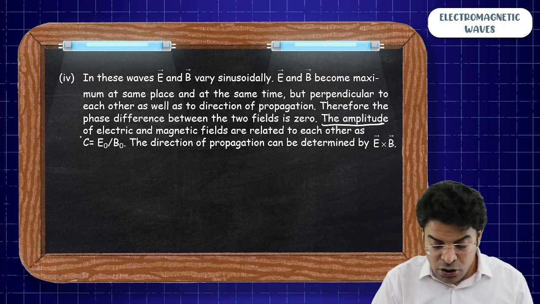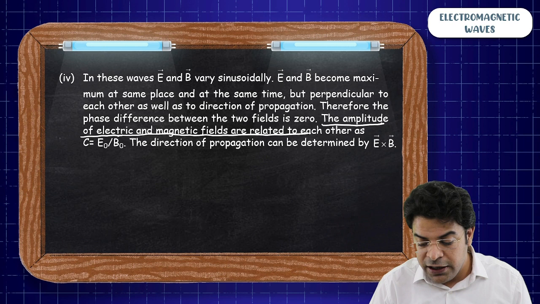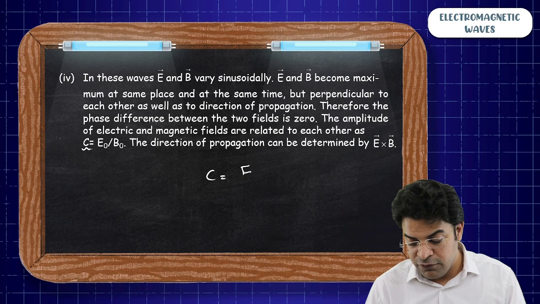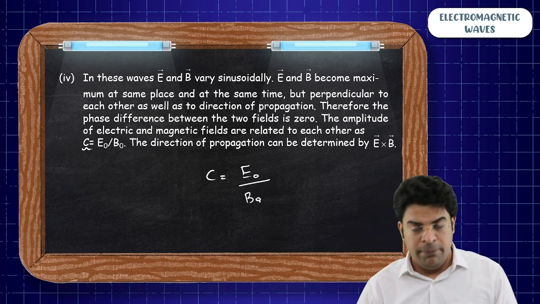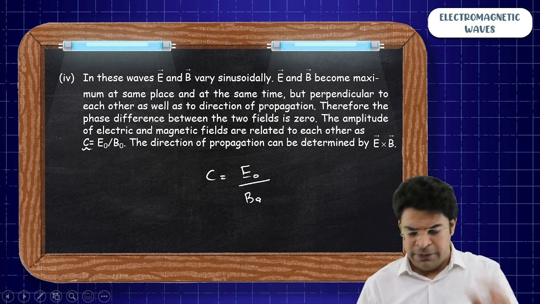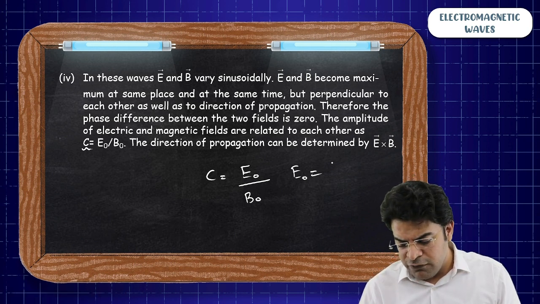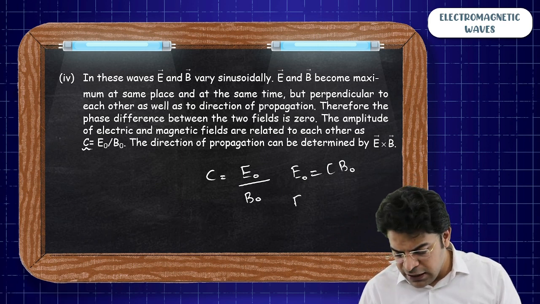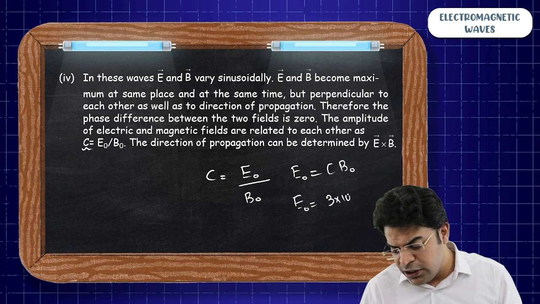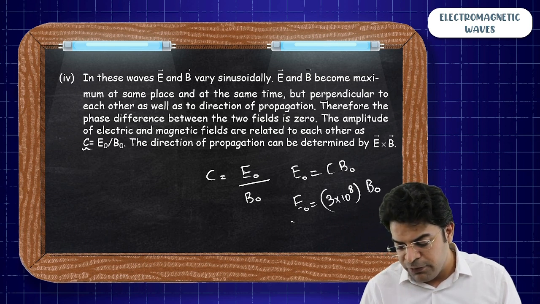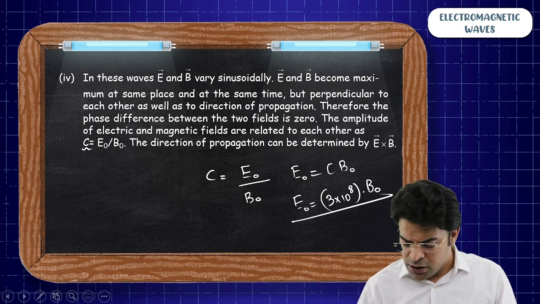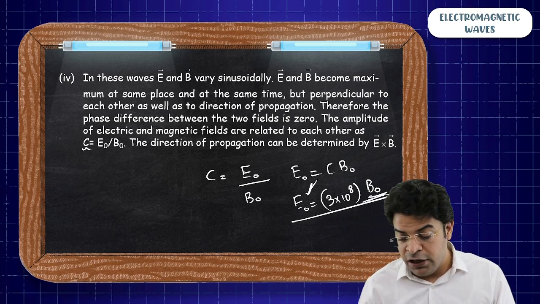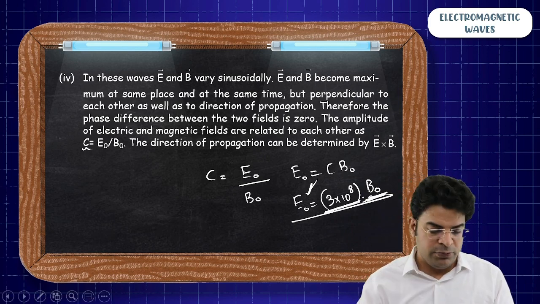The amplitude of electric field and magnetic field are related to each other as the speed of light equals the electric field amplitude upon the magnetic field amplitude. Or you can think of it this way. The electric field amplitude will always be 3 times the magnetic field amplitude. Or you can think of it this way. The electric field amplitude will always be 3 into 10 to the power of 8 times the magnetic field amplitude, given that the wave is moving in vacuum. So the electric field amplitude is way bigger than the magnetic field amplitude. 3 into 10 to the power of 8 times bigger.